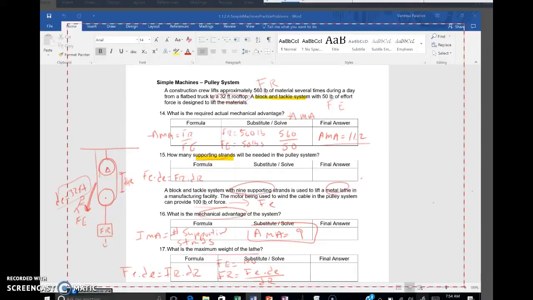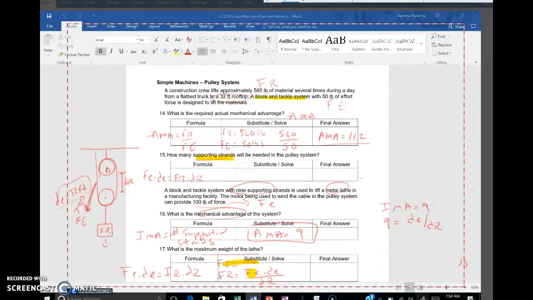Now this is a little tricky because we know our FE value. We just said that that was going to be equal to 100. But we don't know our DE and we don't know our DR. So we have to think about the relationship between the two. And we know that the relationship between the two is that IMA is equal to DE over DR, or the number of supporting strands. So either or. We know our IMA is equal to 9, so 9 is equal to DE over DR. So now we have a relationship between the DE and the DR.